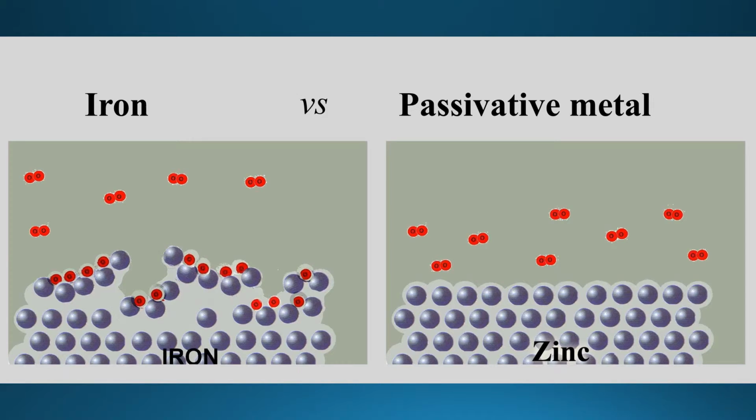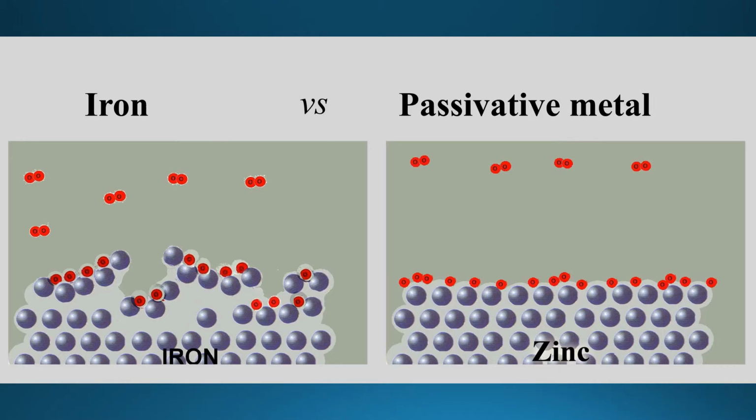Now let's look at another picture, passivative metal. When oxygen is around zinc, a passivative metal, it will attack the zinc metal and form a layer. And once it forms a layer, it forms a film, a very strong layer. And this layer is non-porous. That means it has no holes.